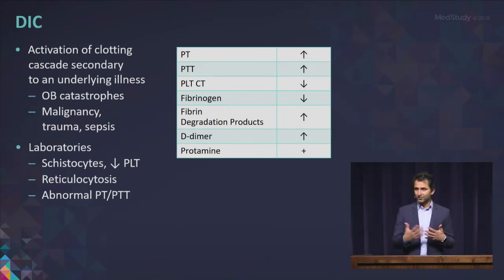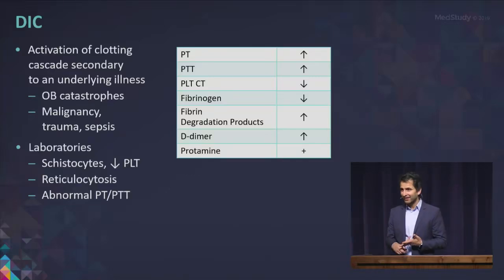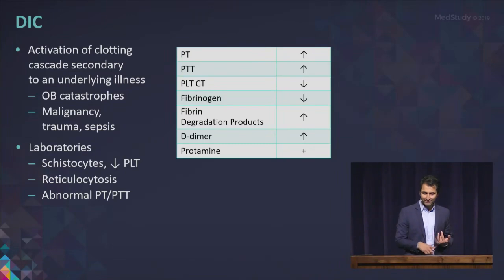All of us who've rotated through the ICU or rounded in the ICU are probably pretty familiar with this. You have widespread activation of the clotting cascade related to some sort of underlying bad illness, whether it's an OB catastrophe, cancer, malignancy. And you're going to see a lot of the same lab abnormalities with the elevated schistocytes, the low platelet counts, the anemia.